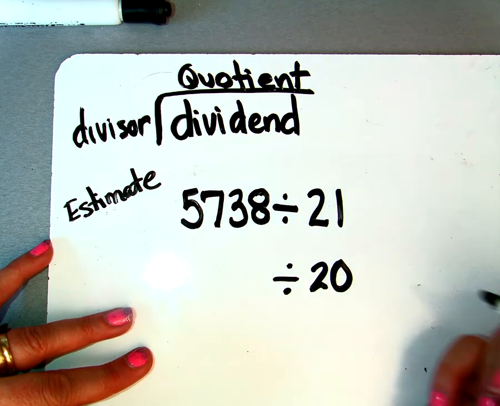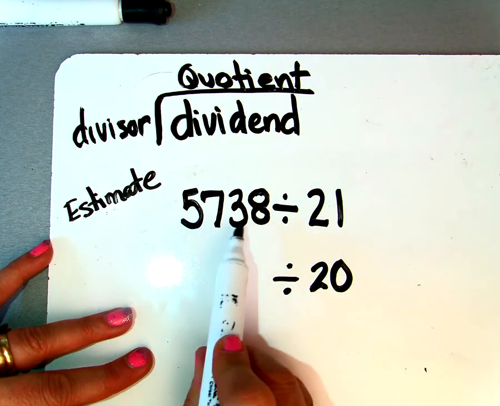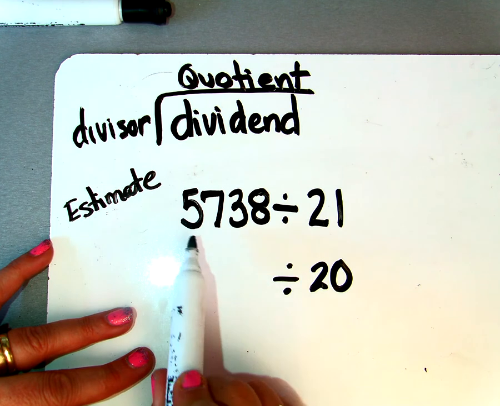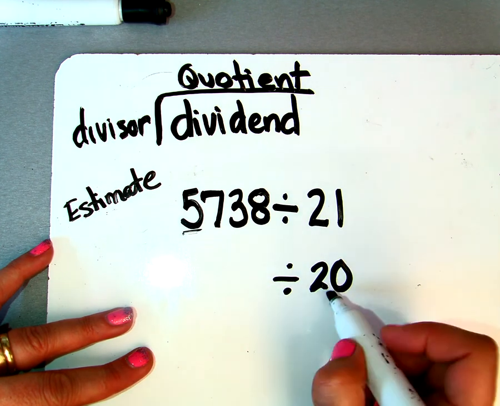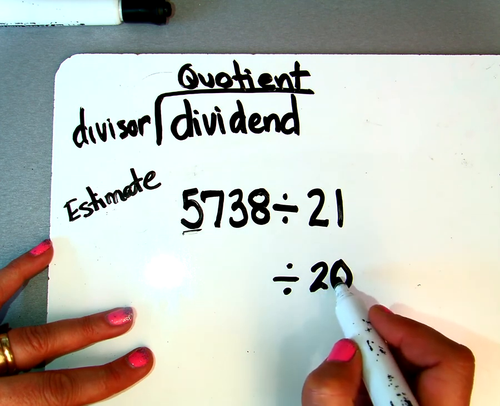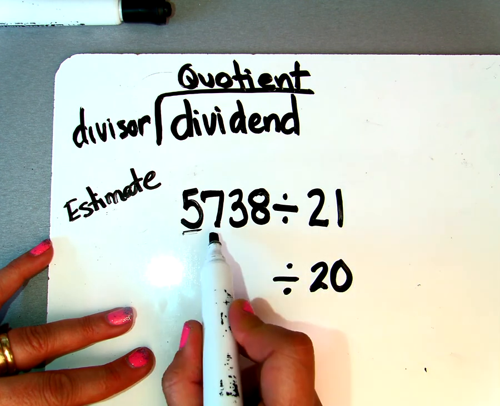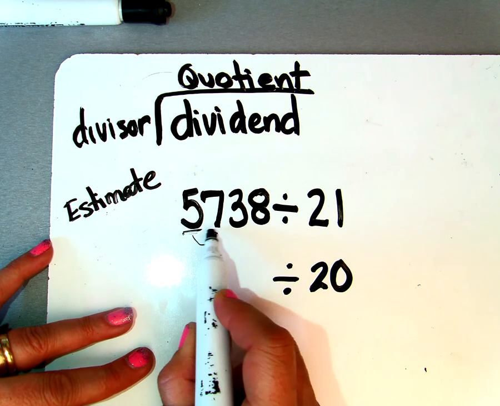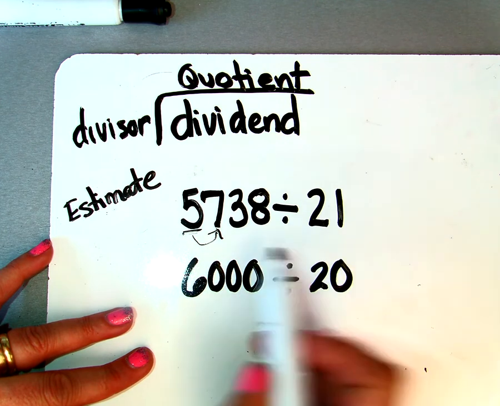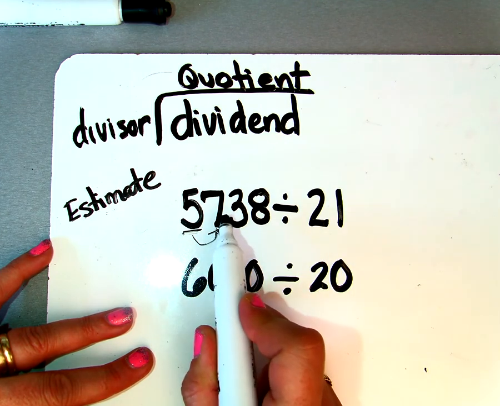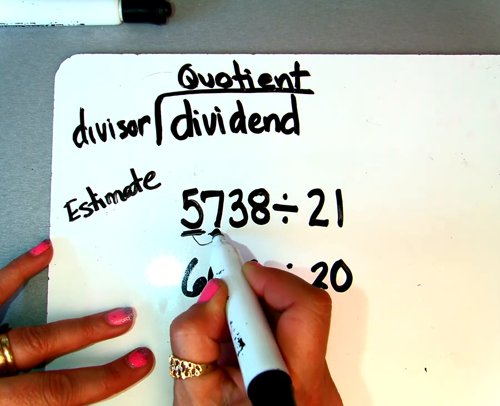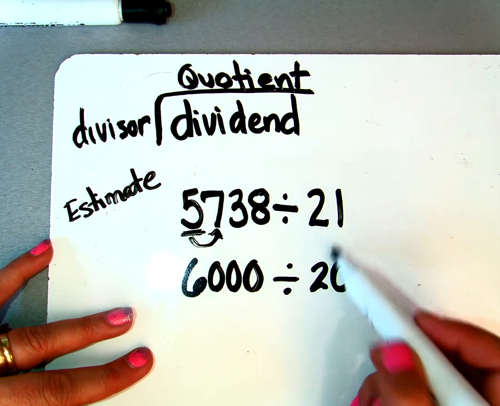I'm going to bring my division sign down. Now I have 5,738. This one's really not a hard one here. Because can I divide 5 divided by a 2? Not equally. So I can round it off to a 6. Why? This number is closer to 6,000 than 5,000. Because 7 is more than 5. Remember, 5 or more? Raise the score. I'm going to say, because it's 5,700, it's closer to 6,000. This is 21, it's closer to 20.